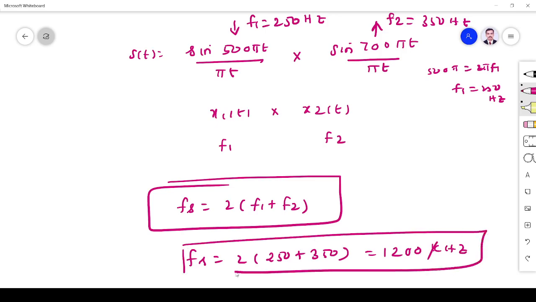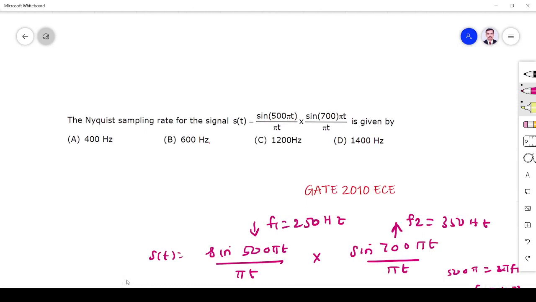Fine. Let's go and see which option is there. Yes, option C is the right answer, 1200 Hz.